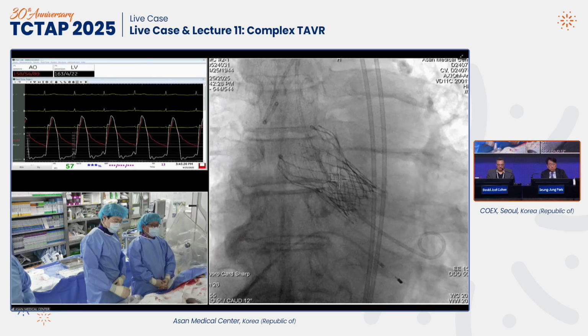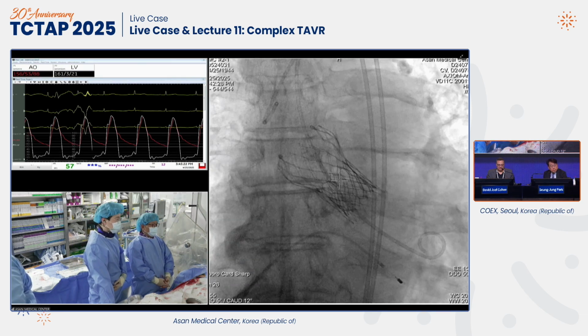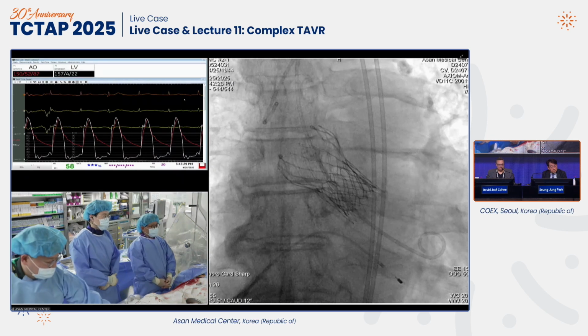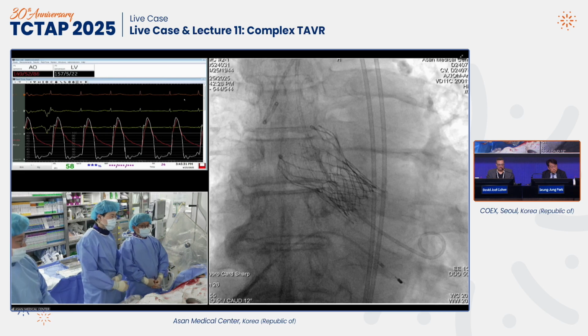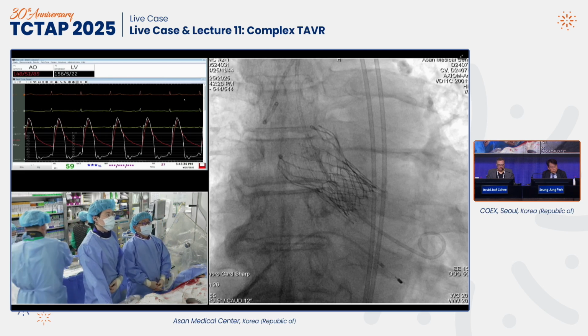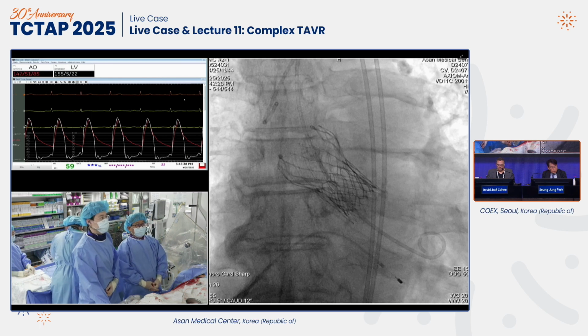Oh, the pressure curve is very beautiful. There is no pressure gradient between the LV and aorta. Very nice. So aorta diastolic pressure is around 50. So I think the paravalvular leakage should be very negligible. So Dr. An will show you the echocardiogram.